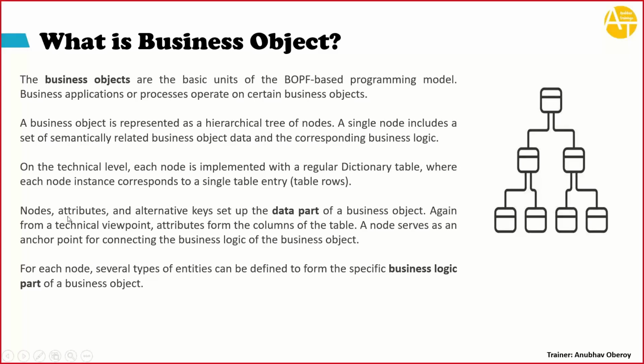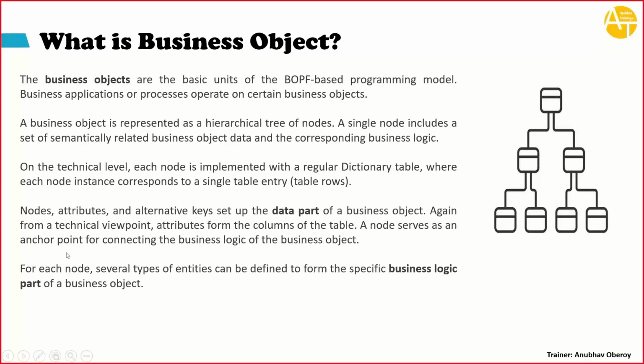Nodes, attributes, and alternative keys are set up as the data part of the business object. Again, from a technical viewpoint, attributes are columns of your table. So there is a node, and this node has an instance, which is a row of a table. The node is a table, the instance is a row, and the attributes in that row are the columns of that table.